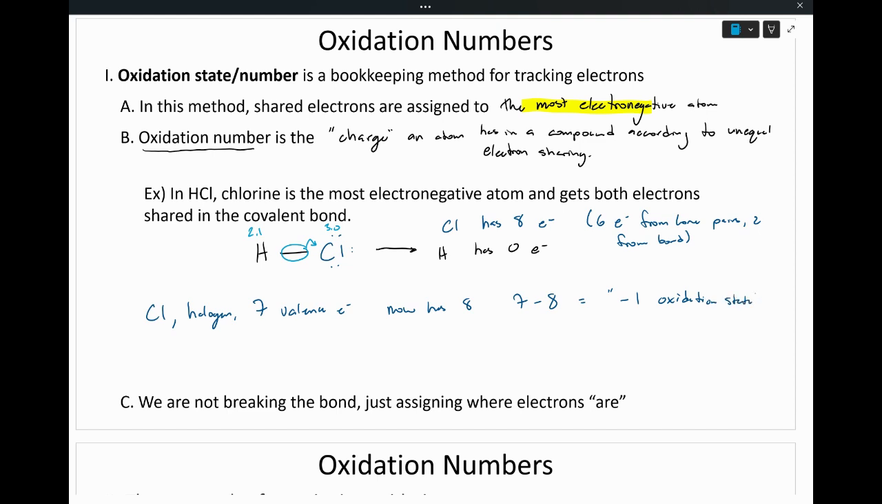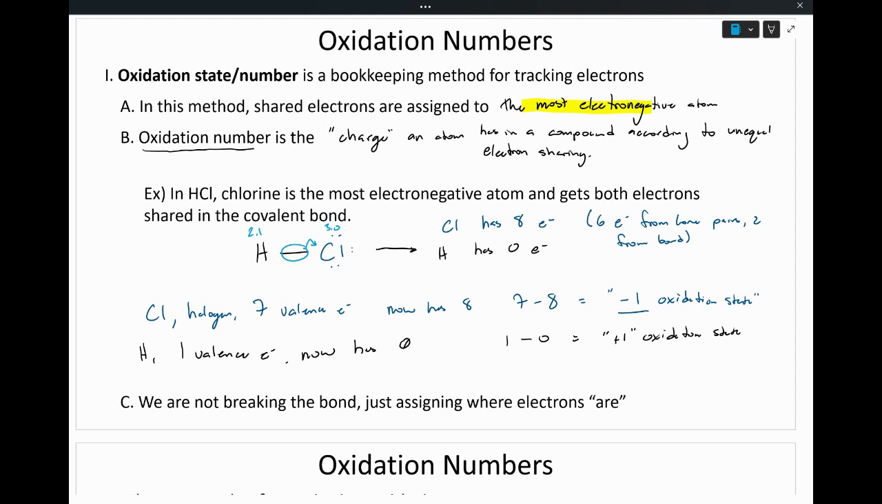And on the next slide, I'll point out that when we do oxidation states, we put the sign in front. When we do actual charge, we put the sign on the other side. And so on the flip side, we have our hydrogen, which typically has 1 valence electron. Right now, it only has 0. So we'll do 1 minus 0 equals a +1 oxidation state.